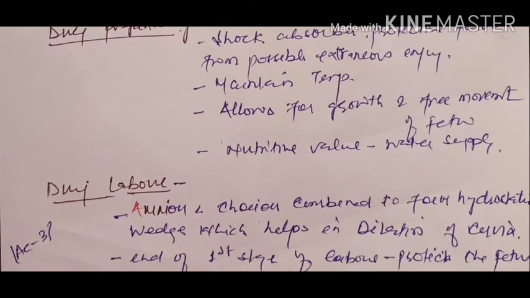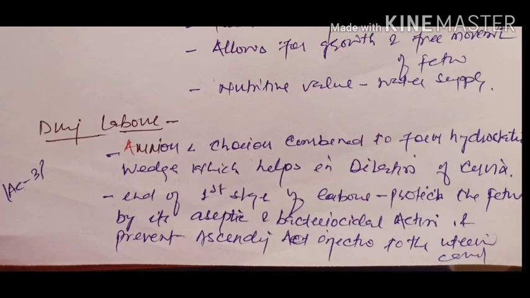What is the function during labor? So amnion and chorion combine to form a hydrostatic wedge which helps in dilation of the cervix. Second, at the end of the first stage of labor, it protects the fetus by its aseptic and bactericidal action and prevents ascending infection to the uterine cavity.